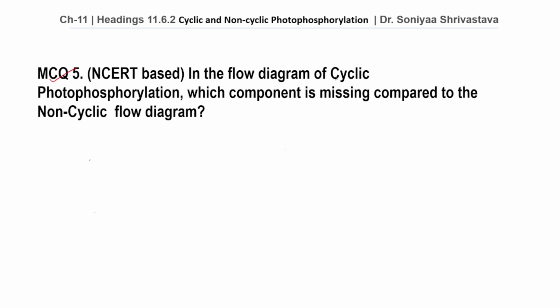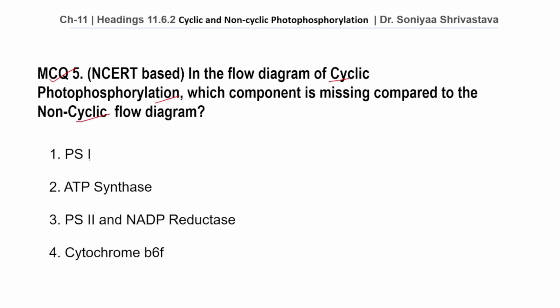Moving on to MCQ number 5. In the flow diagram of cyclic photophosphorylation, which component is missing compared to non-cyclic? So before coming to the options, let's first see its flow diagram.